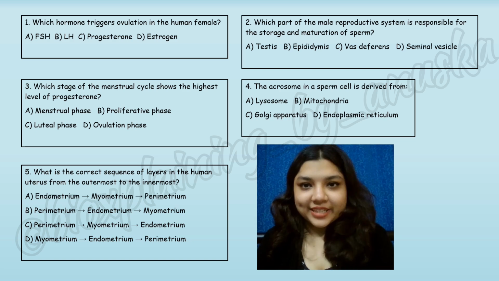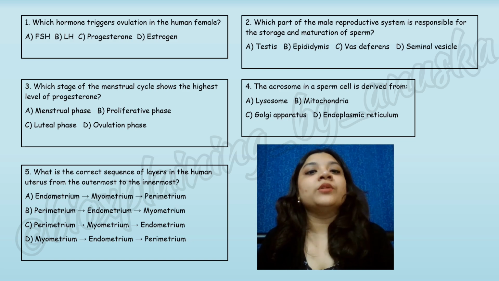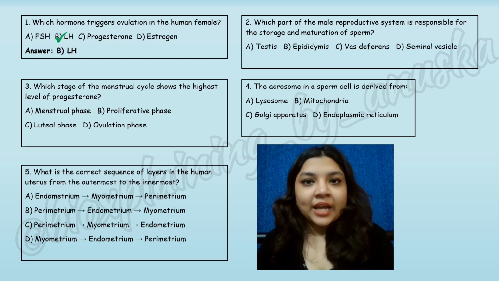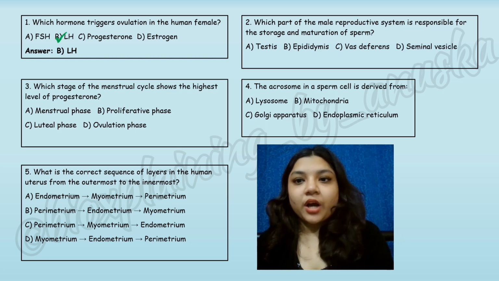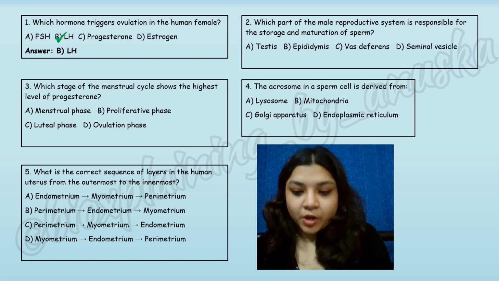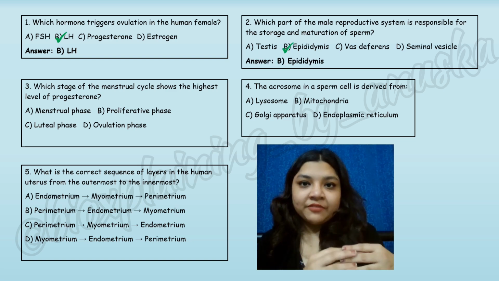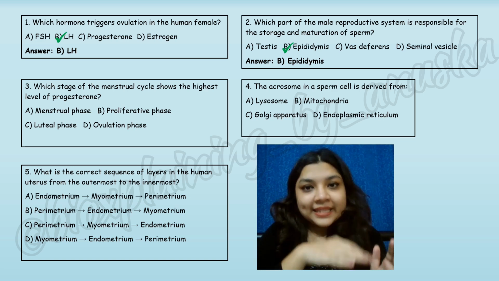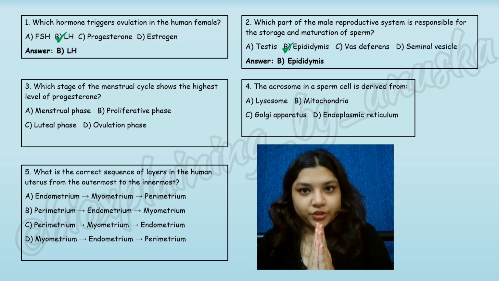Well, let's check the answers. Number 1. Which hormone triggers ovulation in the human female? The answer is LH, that is the luteinizing hormone. Second question, which part of the male reproductive system is responsible for the storage and maturation of sperms? It is the epididymis. That is, from the seminiferous tubules inside the testis, the sperms are produced and then transported to the epididymis for storage and maturation.